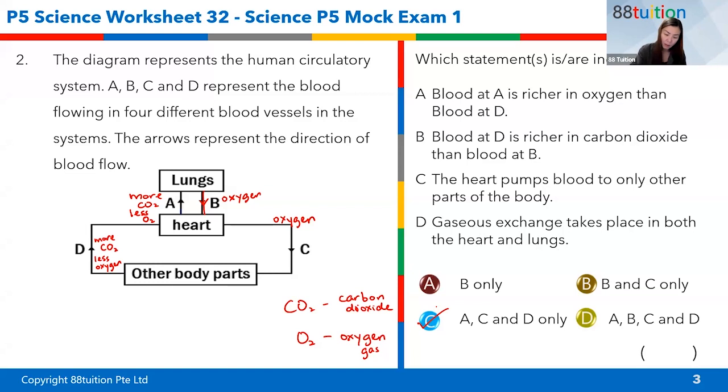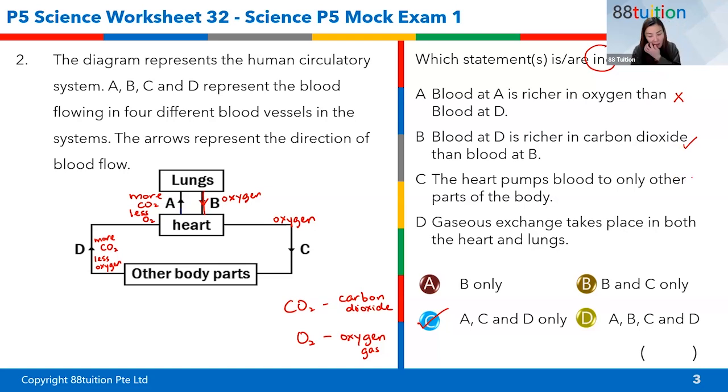Okay, because blood at A is richer, that is not true because we are looking for the incorrect statement, right? So this is not true. Then blood at D is richer in carbon dioxide. This is true.